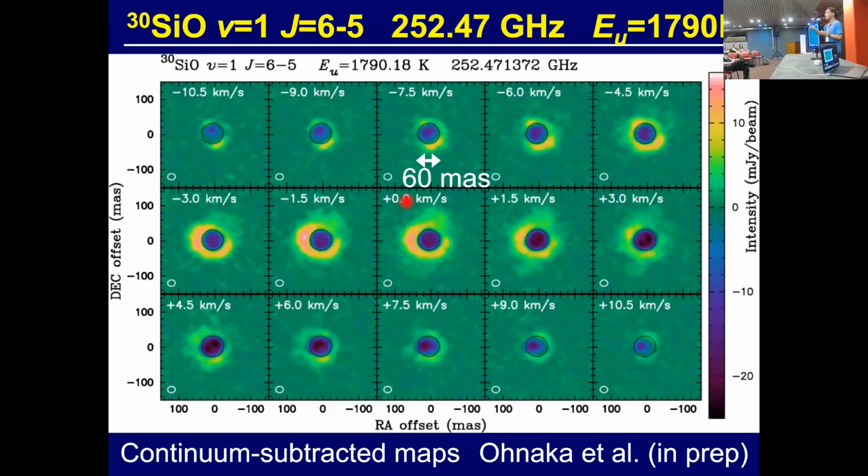Within this stellar disk, it looks dark blue, which means negative intensity because we see absorption. So the intensity is lower than the continuum. That's why in the continuum subtracted maps we see negative intensity, which means absorption. And outside the stellar disk, you can see very complicated emission.